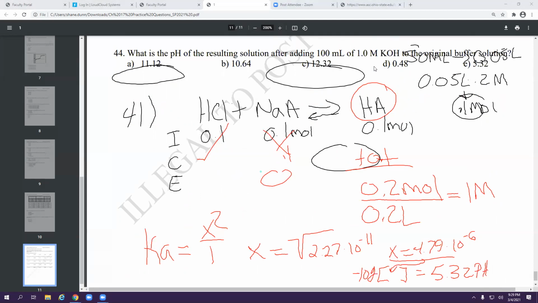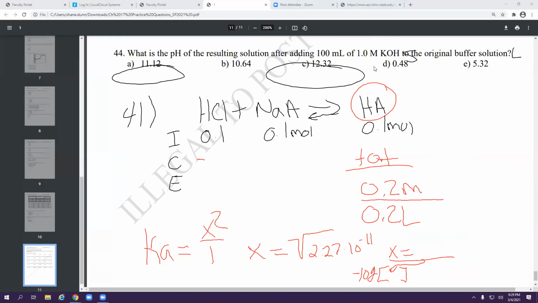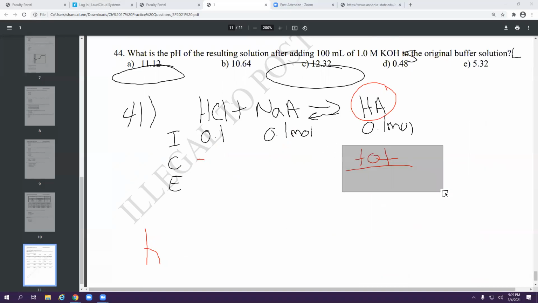Okay. And then, let's just select all of this. Delete. All that. Delete. All that. Delete. All of that. Delete. Okay. Instead of getting 0.1, you'll get 0.2. So in 0.1, I'll get 0.1 of HCl left over.